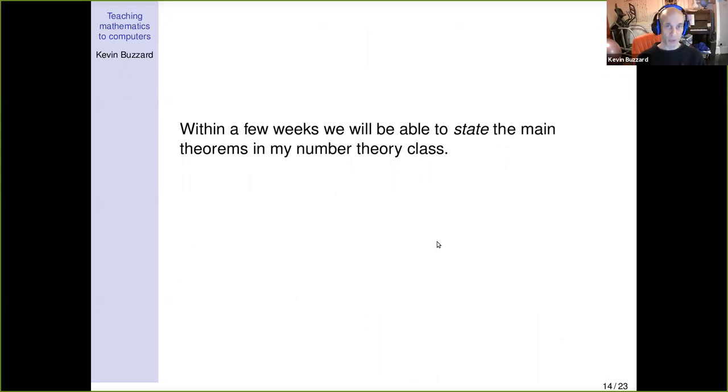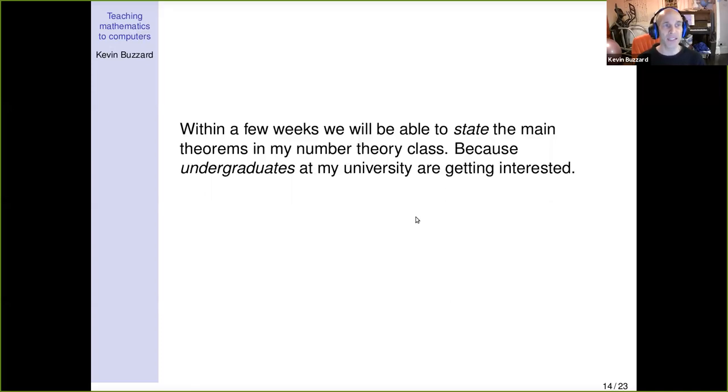So we're working on it slowly. And within a few weeks, we're going to be able to state the theorems that I proved to my class. And in a few months' time, we're going to be able to prove them. And why is that kind of thing happening now? It could have happened 30 years ago. Why is it happening now? Why are computers beginning to learn the theorems in my number theory class? It's because I've given up on the staff.